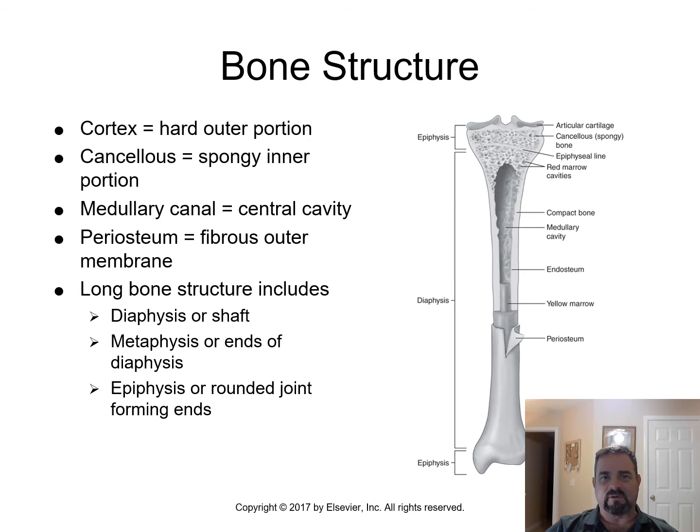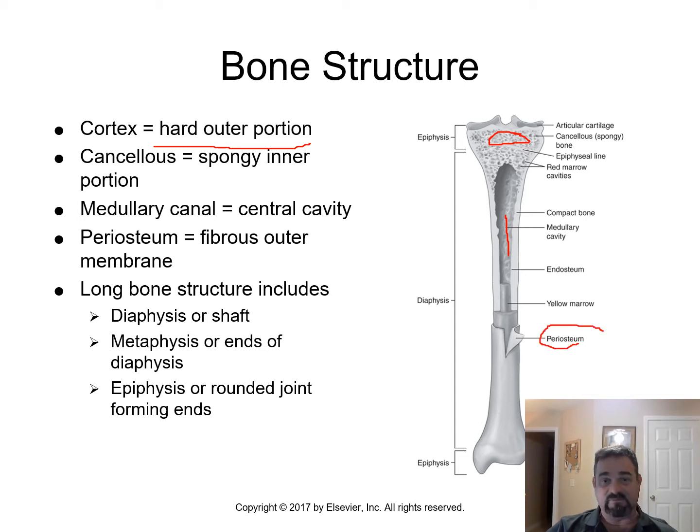All right, so bone structure. The cortex is the hard outer portion of the bone. Then the cancellous is the spongy, the weird spongy material that is inside, the spongy inner portion. The medullary canal is here. It's the canal that is in the central cavity. The periosteum is the fibrous outer membrane. There's your periosteum there.